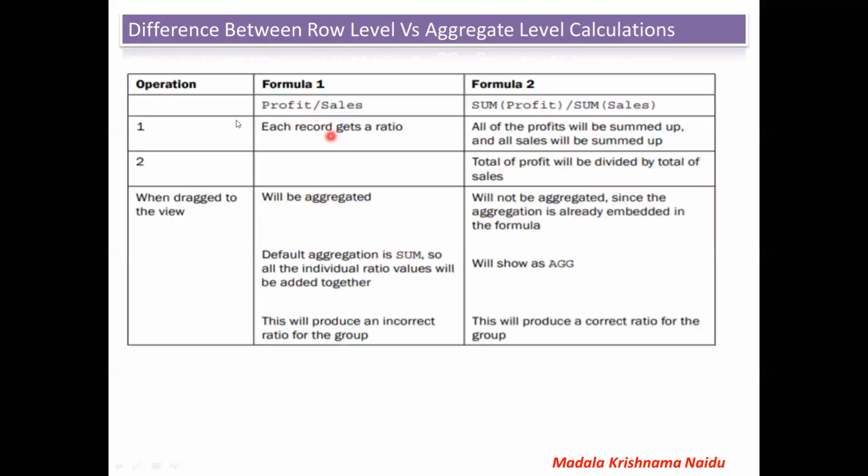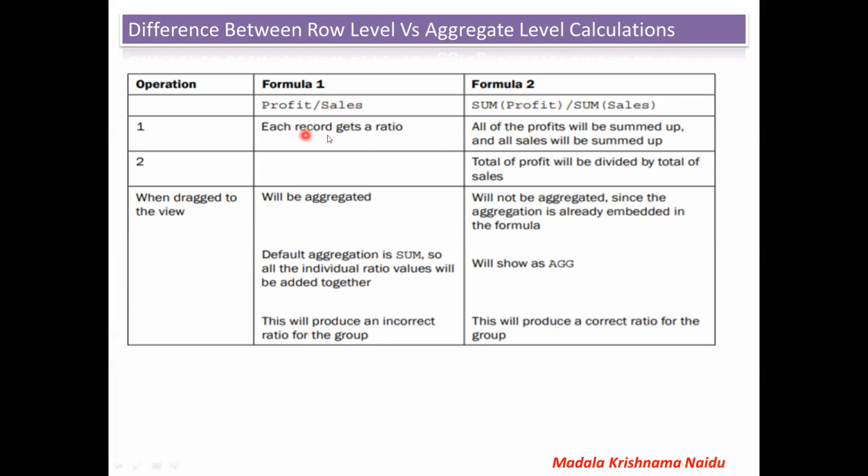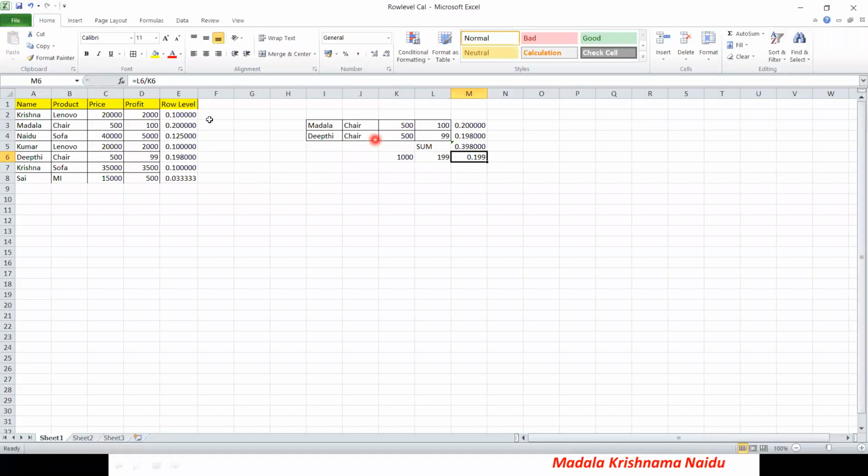Now we'll see here, what exactly is the difference? Here you can see profit by sales, and here sum of profit by sum of sales. This is the formula for row level and this is for aggregation level. Each record gets a ratio, as we have seen in our Excel file, each record gets the ratio and finally it is going to be summed up.